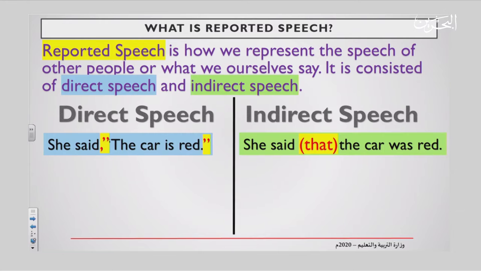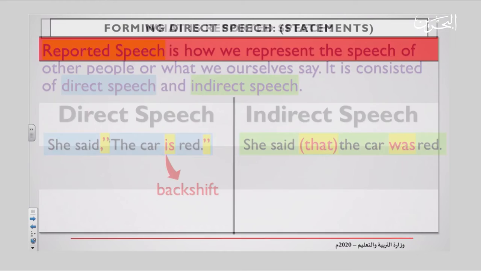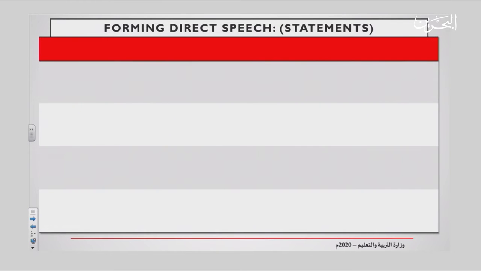What I did, I removed the comma and quotation marks, and I added that. And I also changed is. You see, the car is red, the car was red. So I had to backshift the verb. And as you see, this is in the present simple and this was in the past simple. Okay?